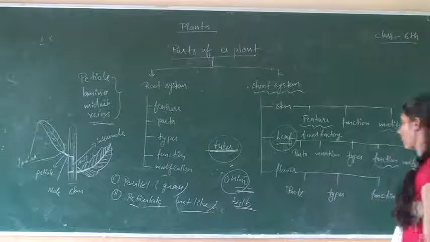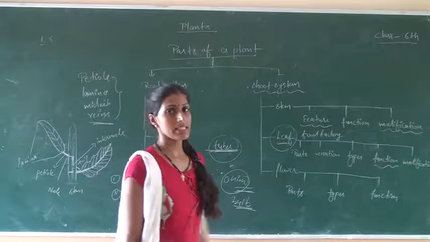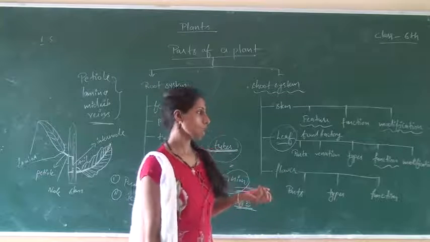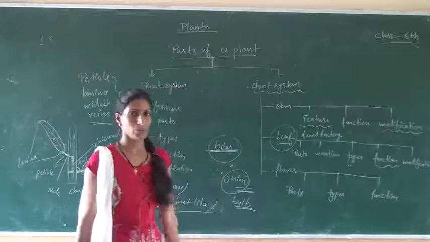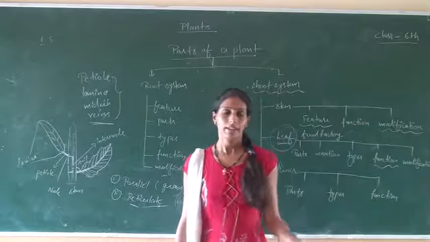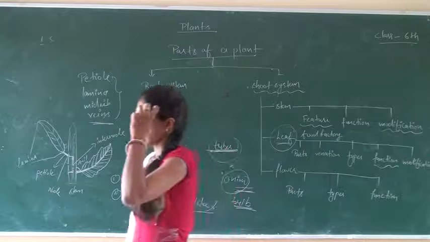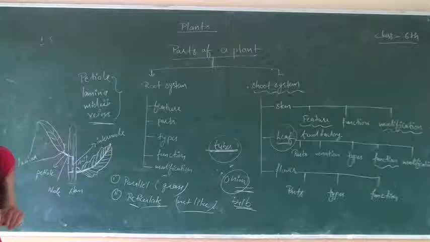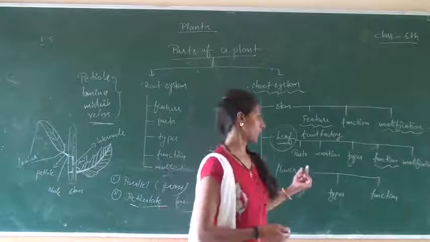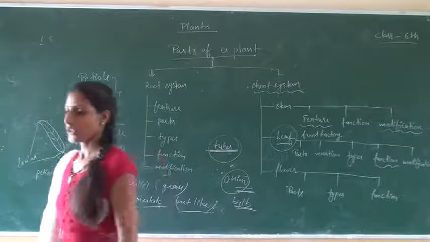After that, functions of the leaf. First, manufacturing of food takes place with the help of the leaf. Leaves prepare and store food, so the leaf is known as the food factory of a plant, through photosynthesis. Green leaves contain chlorophyll, and they take carbon dioxide from the air and water from the soil in the presence of sunlight, prepare their food with the help of chlorophyll and release oxygen. This is the main function of the leaf.